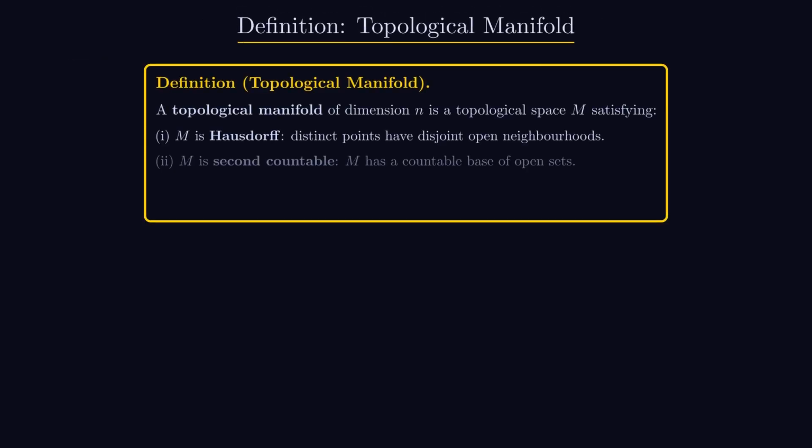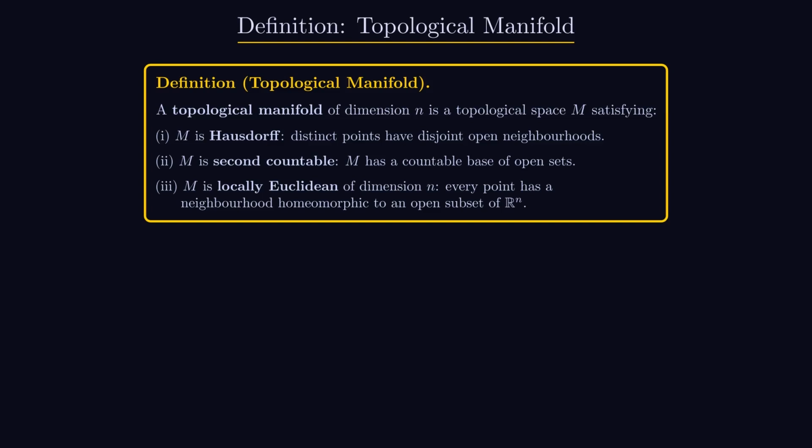A topological manifold of dimension n is a topological space M satisfying three axioms. 1. M is Hausdorff. Distinct points have disjoint open neighborhoods. 2. M is second countable. It has a countable base of open sets. 3. M is locally Euclidean of dimension n. Every point has a neighborhood homeomorphic to an open subset of Rn.